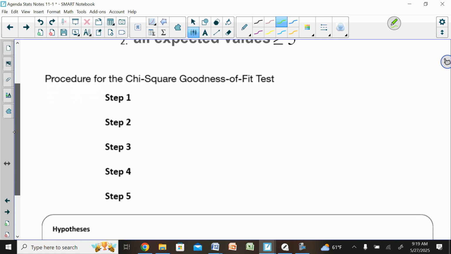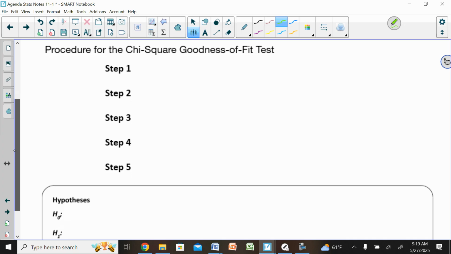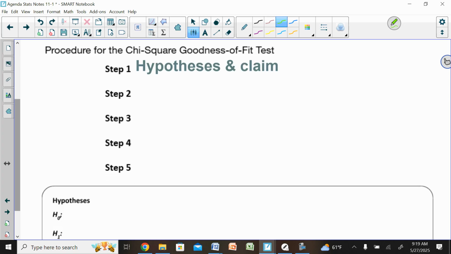Our procedure for our chi-square goodness of fit test looks a lot like our procedures that we've been working on all the time. Step 1, write down our hypotheses and our claim.